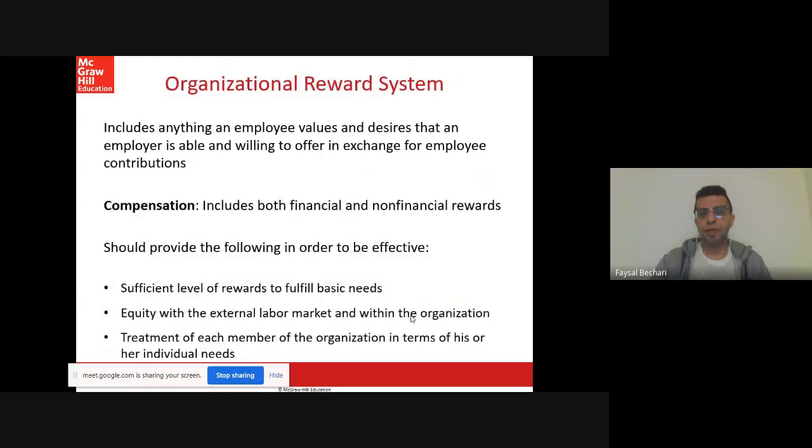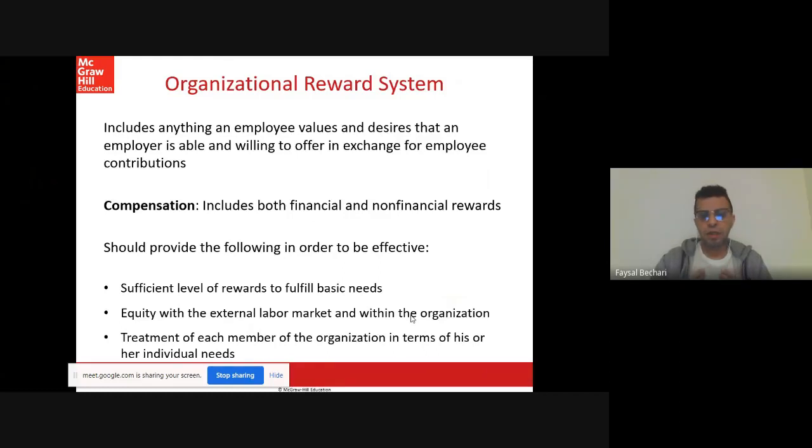Now, the organizational reward system needs to include anything an employee values and desires that an employer is able and willing to offer in exchange for the employee's contribution. So you want to see what the employer is willing to pay and or share, and whether it's a benefit for the workforce. So you want to put them in the compensation and the reward and all these things.